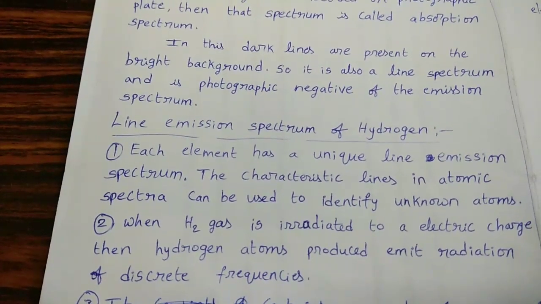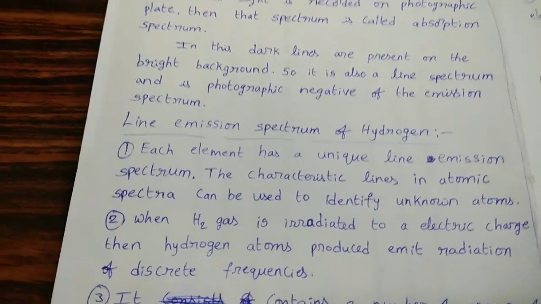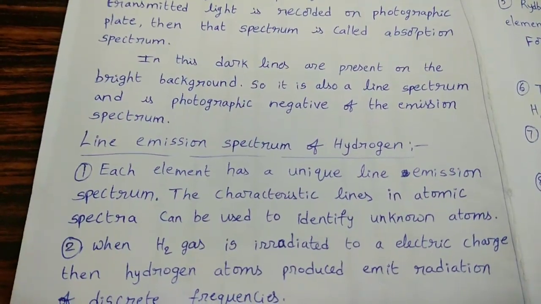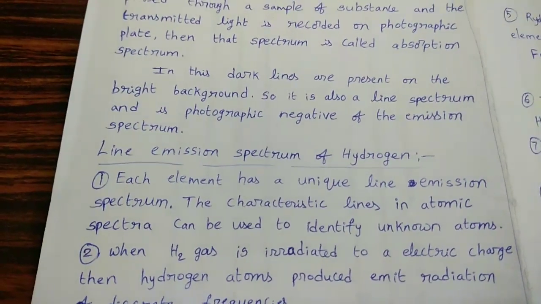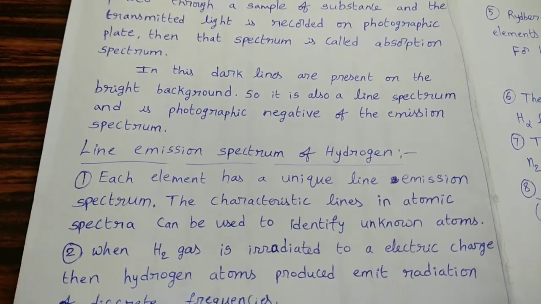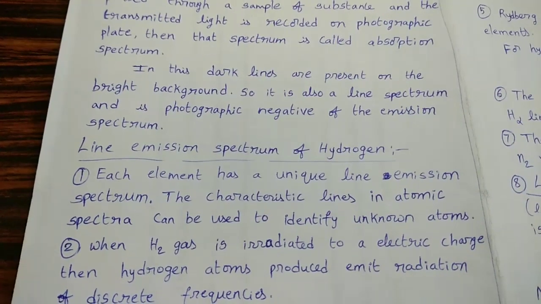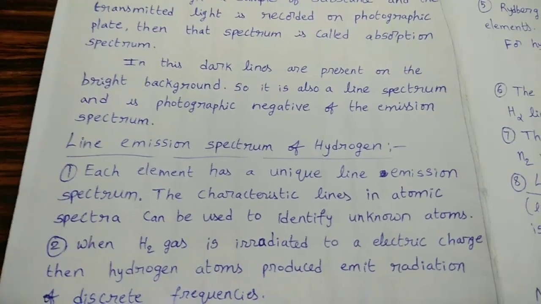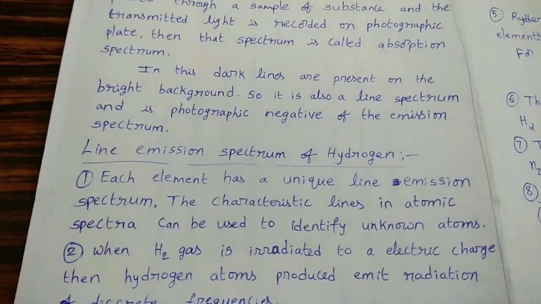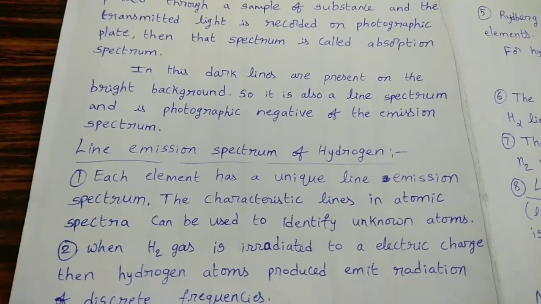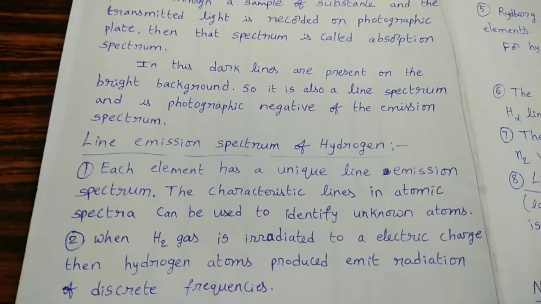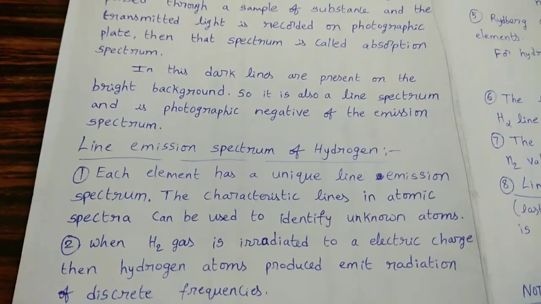Suppose any new elements are discovered in nature. For those unknown elements, we take the line emission spectrum and compare the lines of that unknown element with the known element line emission spectrum. If an exact match occurs, then we can say that the particular unknown compound contains this known element. Otherwise, the unknown substance has a new element.